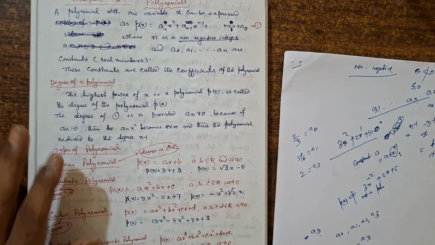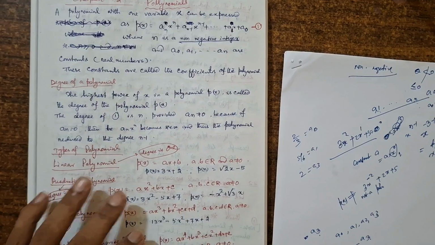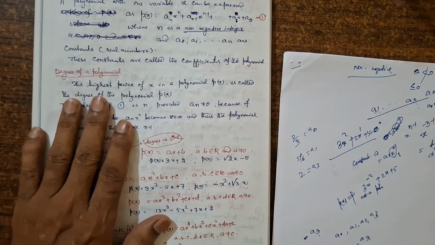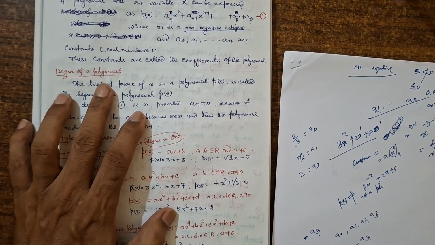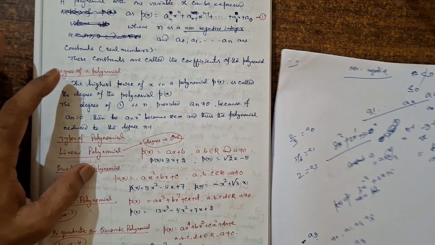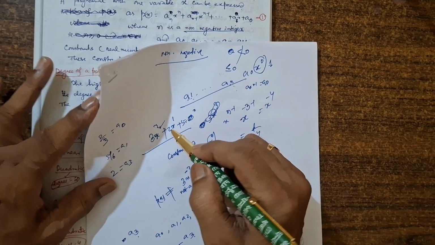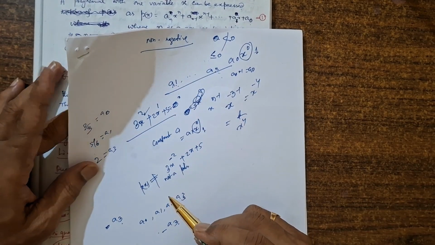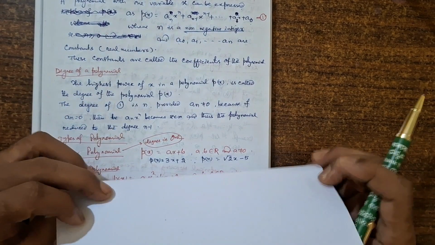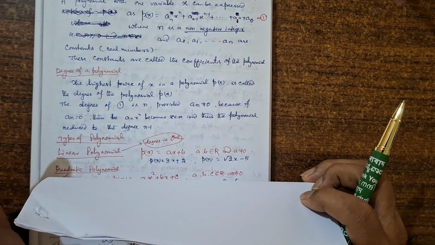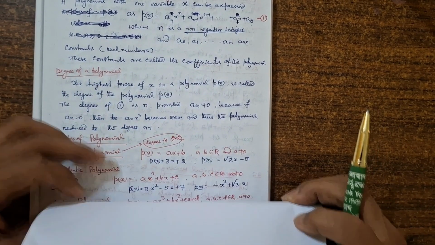Degree of a polynomial. This is important to remember for future studies. So what is the degree of the polynomial? Here x is known as the variable. So the highest power of the variable contained in the polynomial is the degree of the polynomial.